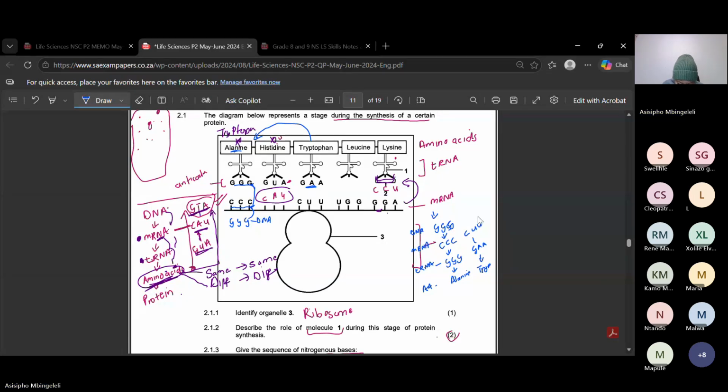CUU. Let's see, GAA, CUU. Okay, so I'm still fine. That means the DNA here was GAA. So where is the mutation?